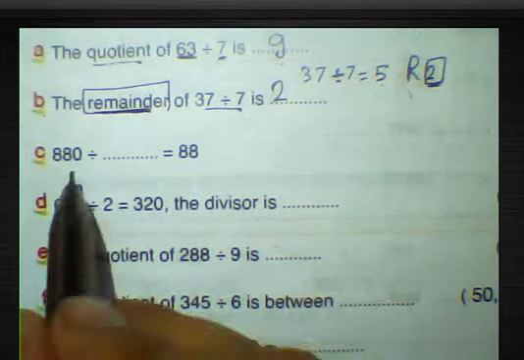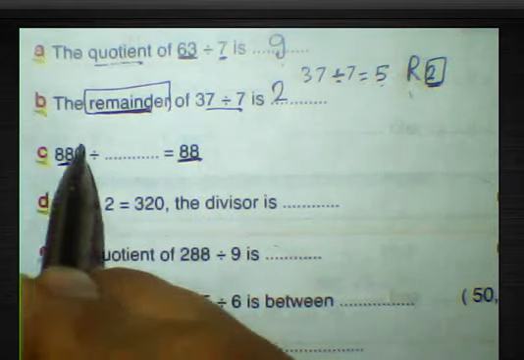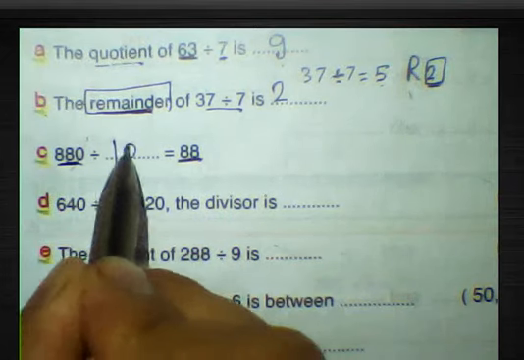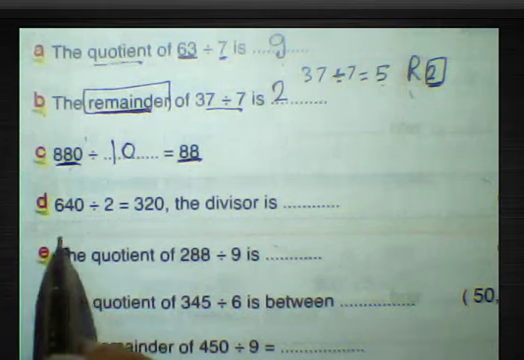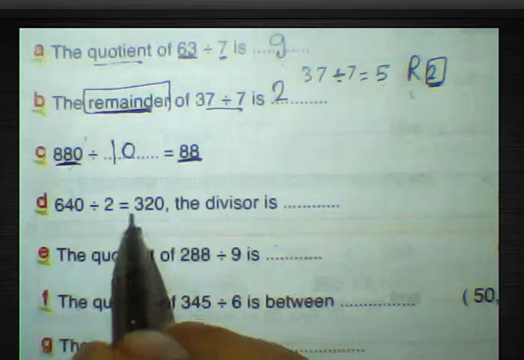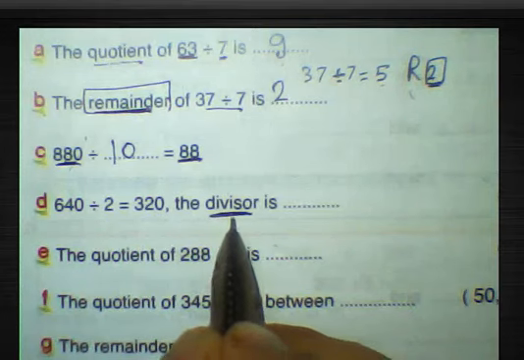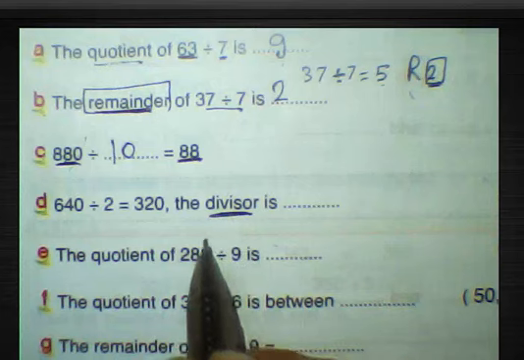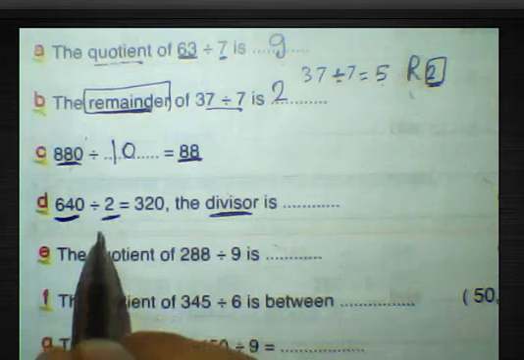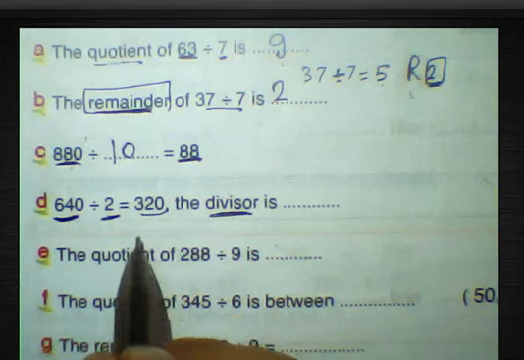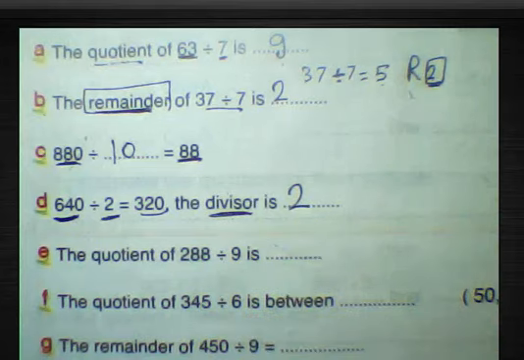Letter C, 880 divided by what equals 88? Look here, we cancel the 0 by dividing by 10. 880 divided by 10 equals 88. Next, 640 divided by 2 equals 320. In this one, what does he ask about? The divisor. We know 640 is the dividend, 2 is the divisor, and 320 is the quotient. Then the divisor here will be 2.